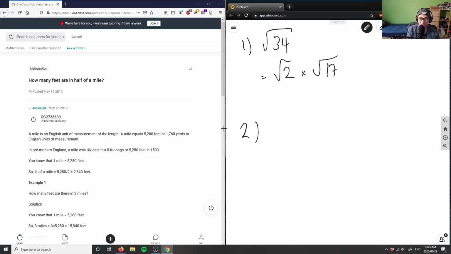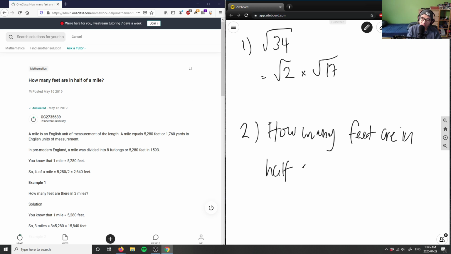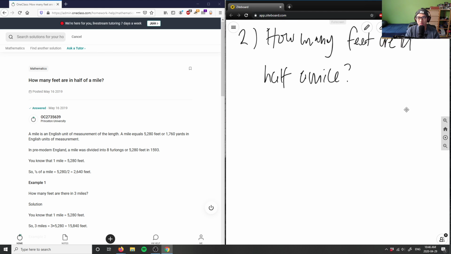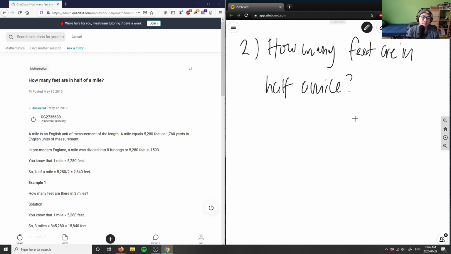Again, 15 more minutes here. So how many feet are in half a mile? So again, this is in the empirical system. How many feet are in half a mile? So again, if I were to solve this problem, what I can do is, again, I know that 1 mile here equals 5,280 feet.